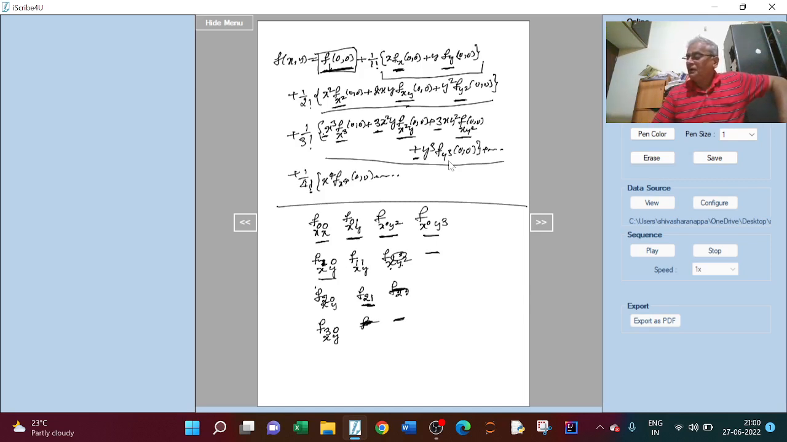f_xy, f_x, this is our f_x, this is f_xy, this is our f_xy square, and this is our f_x square y. And this is f_x cube. We are finding these, and we put them in a matrix formation, matrix form.